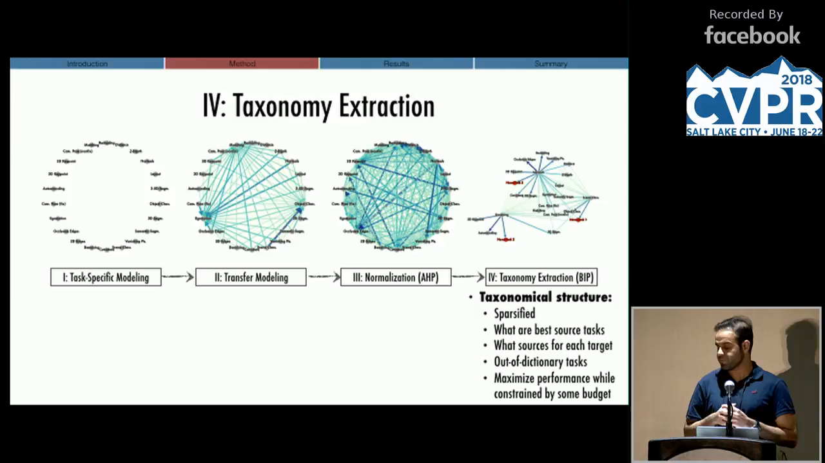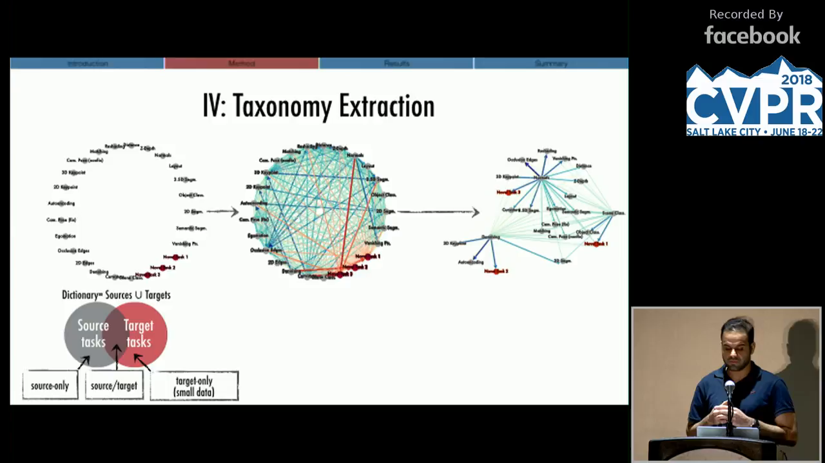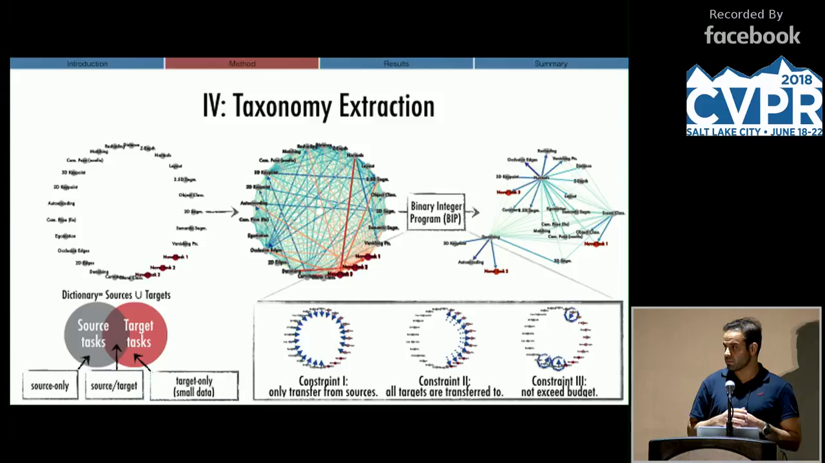So again, without getting into details in the talk, in the interest of time, about this particular step, this problem can be formulated as a subgraph selection. We define a dictionary here, which includes both previously seen tasks, shown by gray nodes here, as well as novel tasks, shown by red nodes here. Then we code a set of constraints and optimize them using binary integer programming to extract the optimal subgraph. Now, the details of this step are again in the paper and poster, which is straightforward.